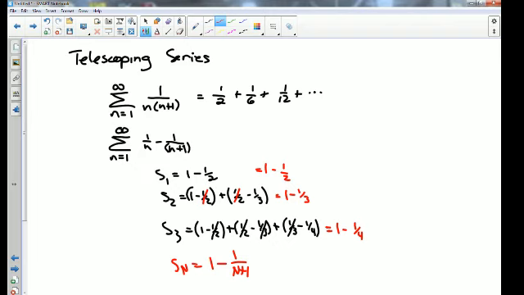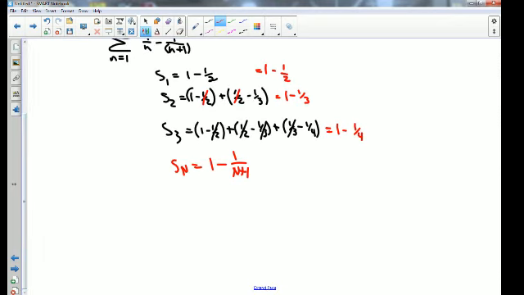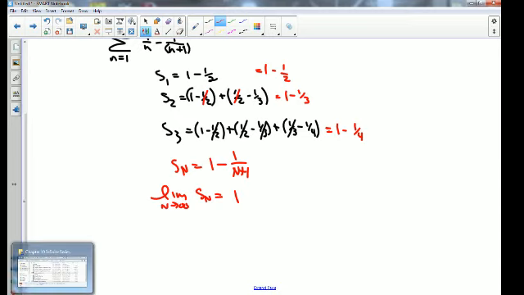So this is our partial sums. What is the limit as n approaches infinity of S of n? One, because this goes to 0. So there's your demonstration that this series converges, and it converges to 1. Again, very rare that we will actually get a number, but it happens.